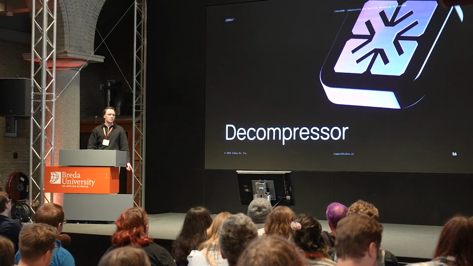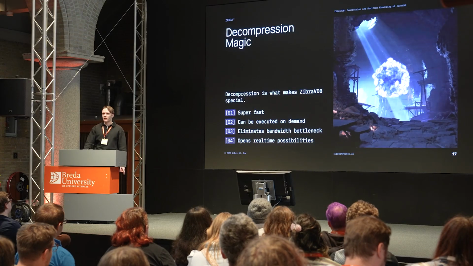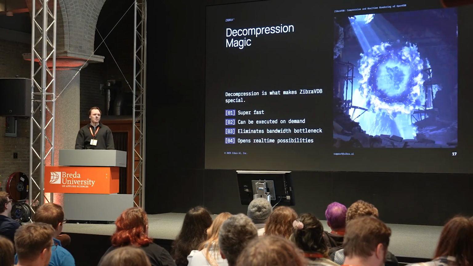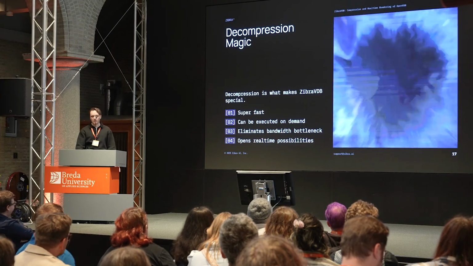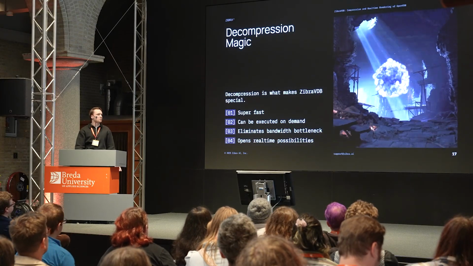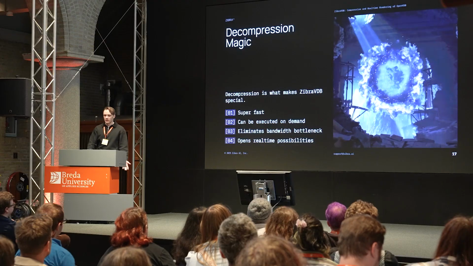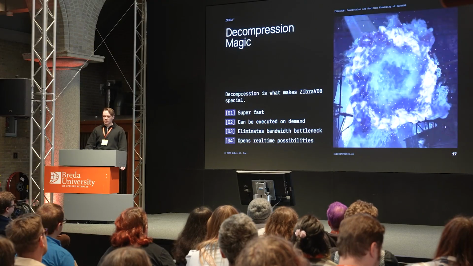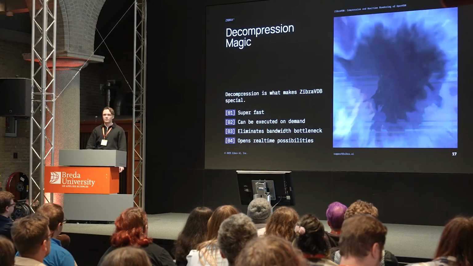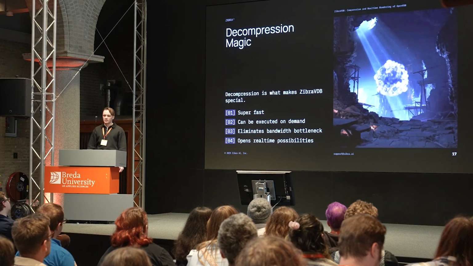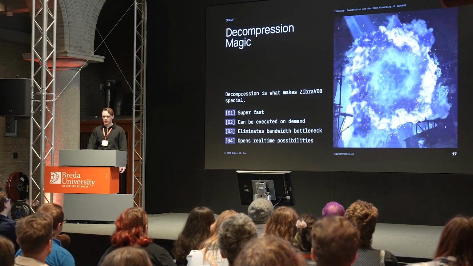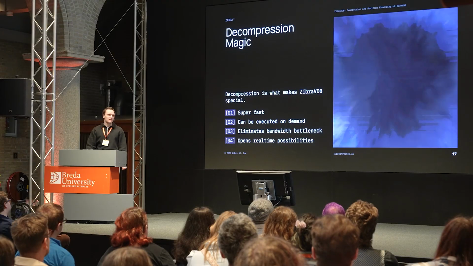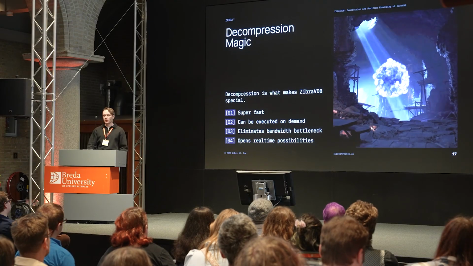Now let's talk about the decompressor. The decompressor is the main part because the compressor can be slow. It doesn't really matter. But if you have a slow decompressor, you won't be able to do anything with your VDB in a fast way. Our decompressor is really fast. It can decompress effects in microseconds, not even milliseconds, but of course, it depends on the size of the effect. And this is what eliminates the bandwidth bottleneck.